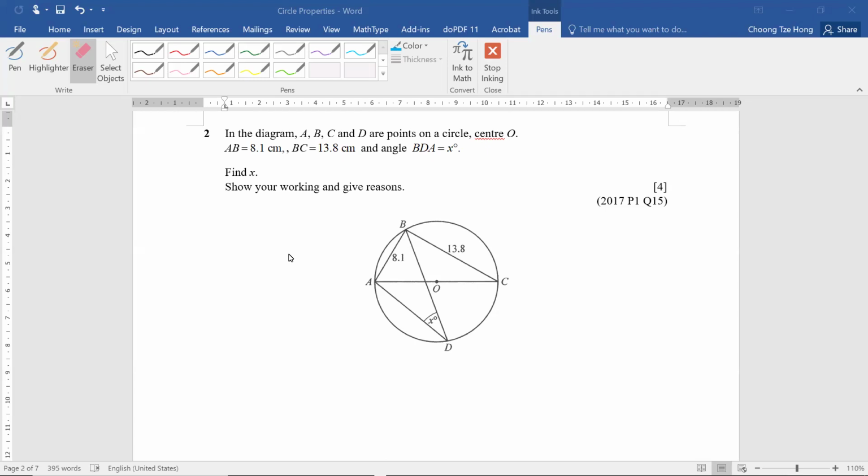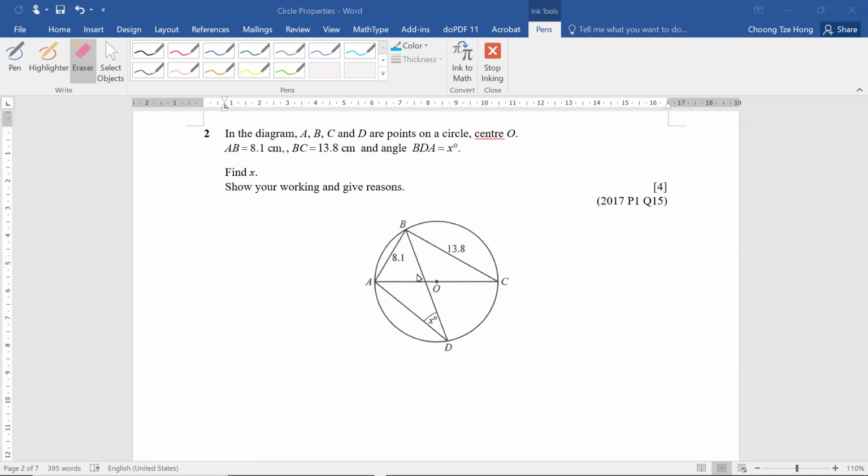In the diagram, A, B, C, and D are points on a circle with the center O. AB equals 8.1, BC equals 13.8, and angle BDA equals x degrees. What they want us to do is to find the value of x. Show your working and give reasons.